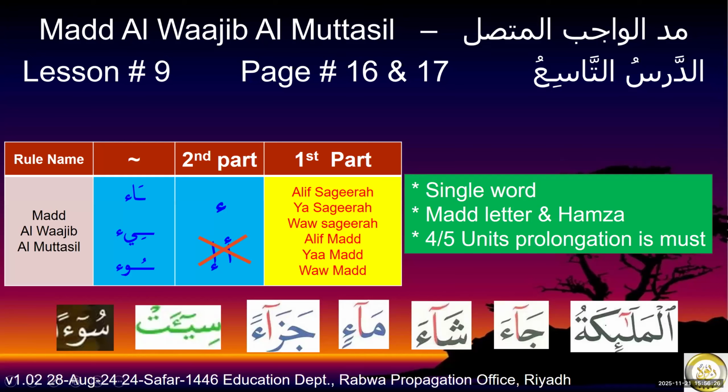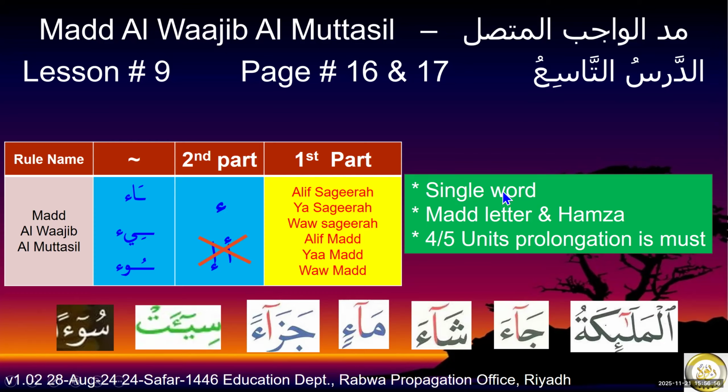The next we discussed was Mad al Wajib Muttasil. In Mad al Wajib Muttasil, the mad letter may be the alif, ya sukun or waw sukun, or it may be alif sagira, ya sagira, waw sagira. If any of these three is immediately followed by the letter Hamza, the actual Hamza, the letter Hamza, then the Mad al Wajib Muttasil must be applied.